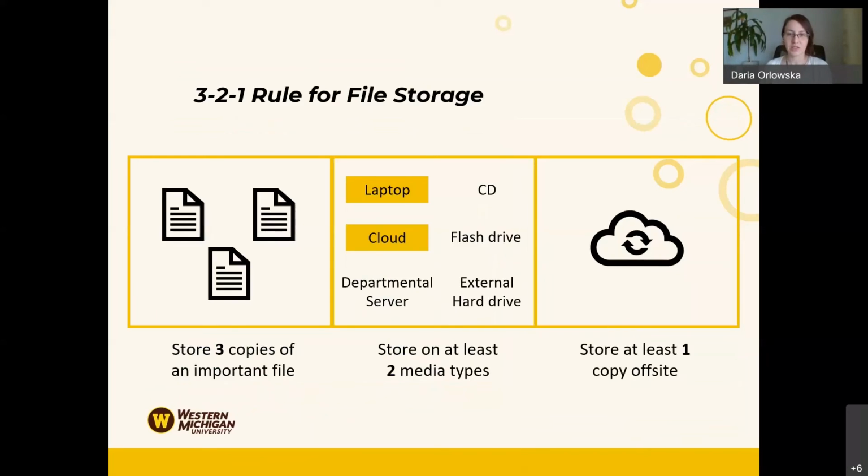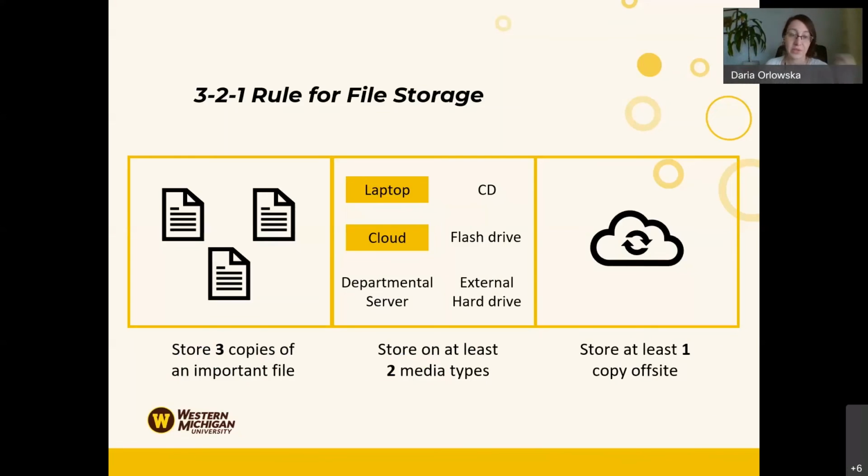So the best way to think about backup and storage is the 3-2-1 rule for file storage. If you have an important file, the ideal is 3 backup copies of that file stored on at least 2 media types with at least 1 copy offsite. That's usually in the cloud.